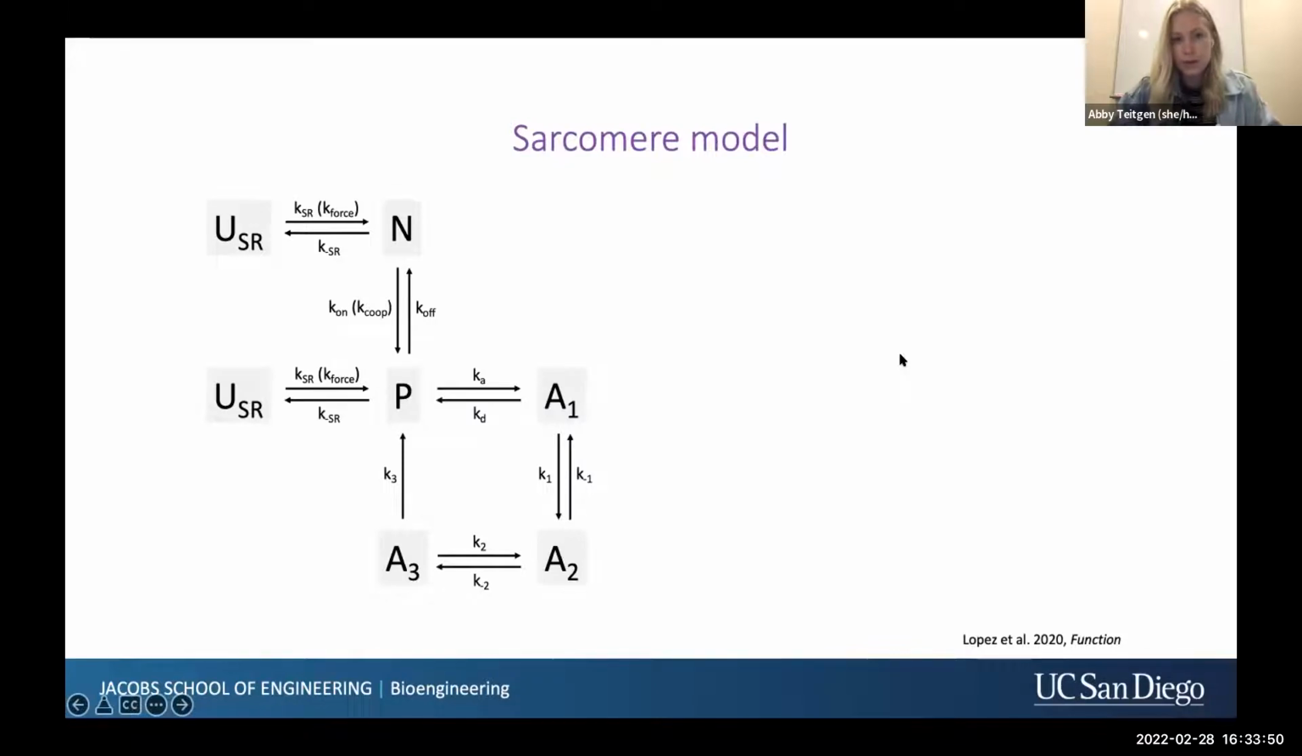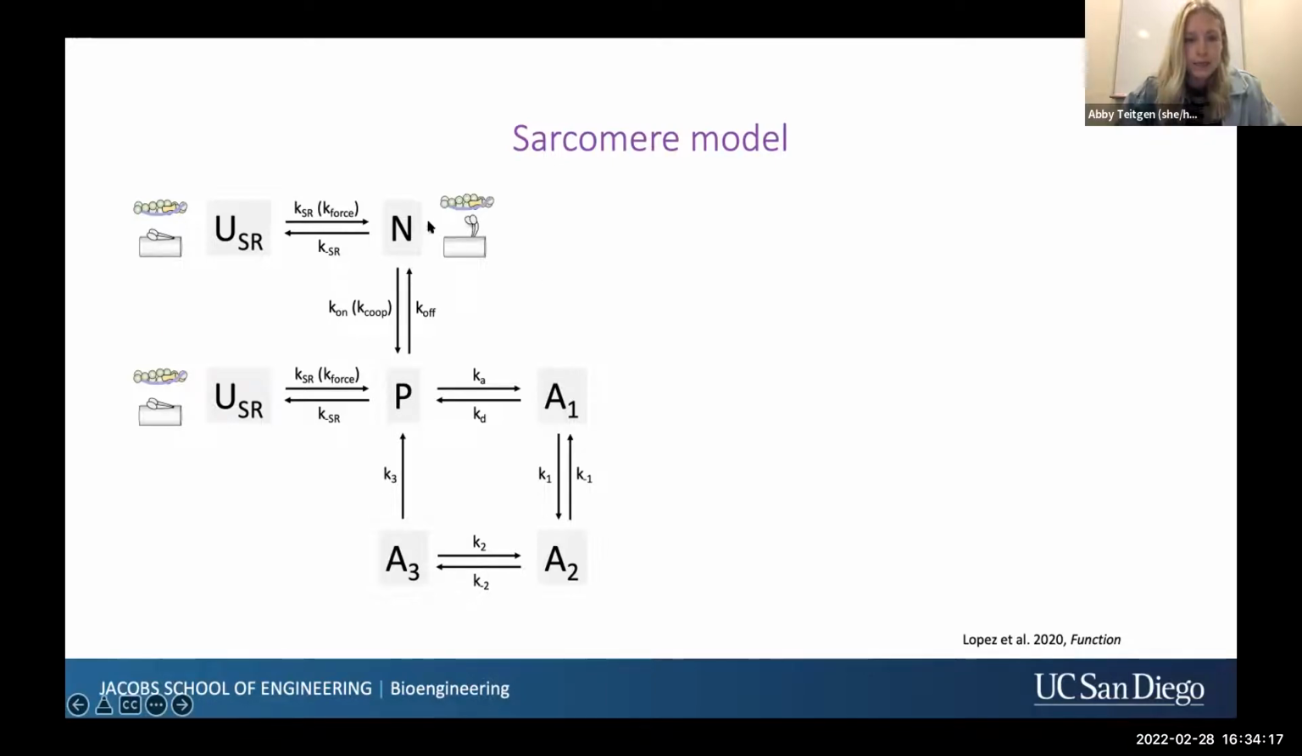So the sarcomere model that I've been working with for this study was published in 2020, and it contains 6 states. So the first state is super relaxed. So this is a state where the myosin heads are essentially off. So they cannot participate in cross-bridge cycling or generate force at all. And the super relaxed state is actually still an ongoing area of research, and we don't fully understand exactly what's happening there.